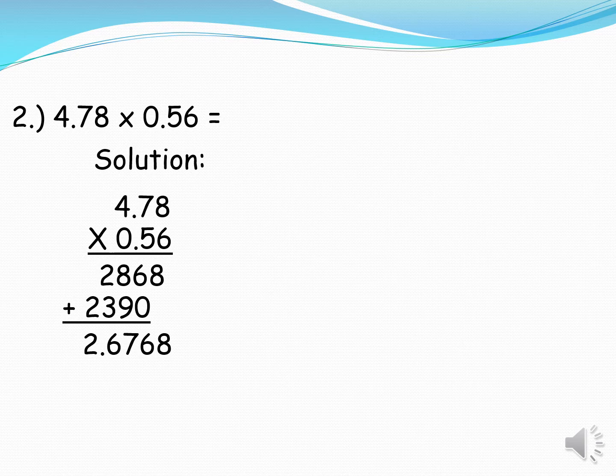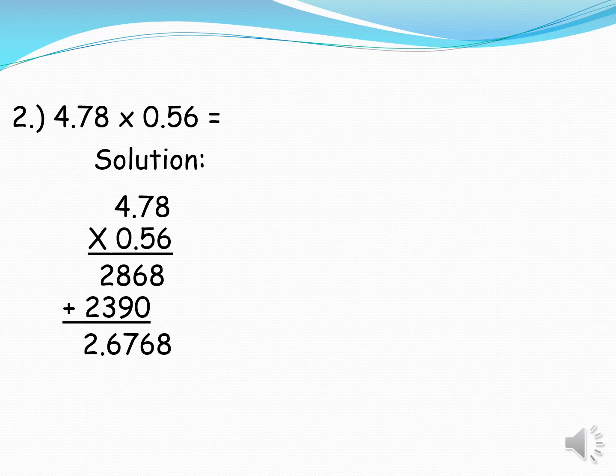Next we have digit 5. 5 times 8 is equal to 40. Bring down 0, regroup 4. 5 times 7 is equal to 35 plus 4 is equal to 39. Bring down 9, regroup 3. Then 5 times 4 is equal to 20 plus 3, so we have 23. Then add again the partial products. Bring down 8. 6 plus 0 is equal to 6. 8 plus 9 is equal to 17, so bring down 7, regroup 1. 1 plus 2 plus 3 is equal to 6.